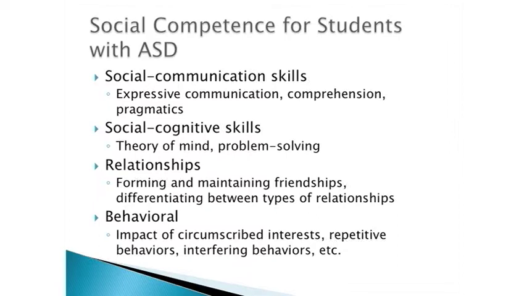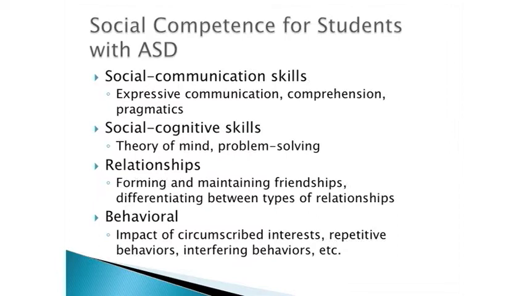Relationships. Kids in high school with ASD want to form relationships just like kids without ASD. They want boyfriends, they want girlfriends, they want best friends, BFFs. They want to have social relationships with their teachers and other parents and coaches. They want all that, just like kids without ASD. They just don't know how to get it, and that's what we're trying to teach them.